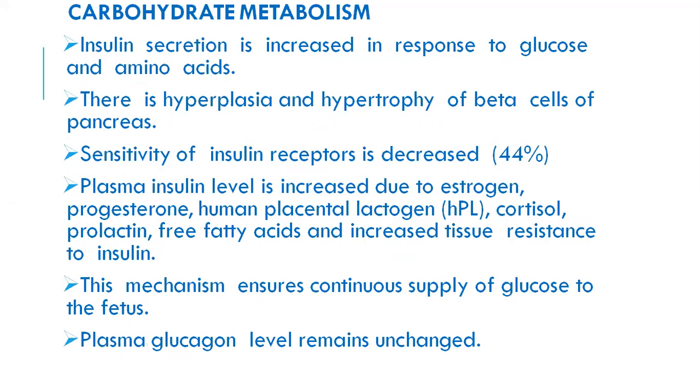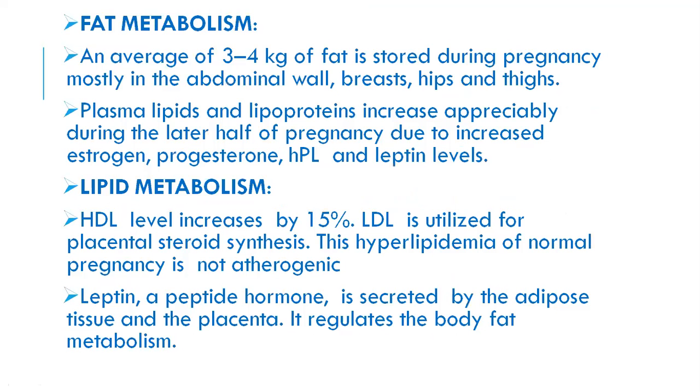Carbohydrate metabolism. Insulin secretion is increased in response to glucose and amino acids. There is hyperplasia and hypertrophy of the beta cells of the pancreas. Sensitivity of insulin receptors is decreased. Plasma insulin level is increased due to estrogen, progesterone, human placental lactogen, cortisol, prolactin, and increased tissue resistance. This mechanism ensures continuous supply of glucose to the fetus. Plasma glucagon levels remain unchanged.